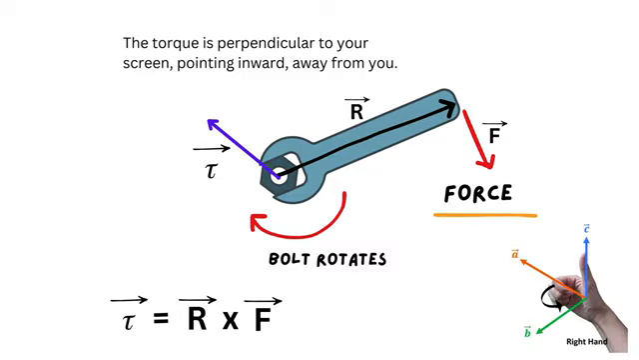So if force is applied like this, in this direction, and the lever arm is like this vector, then using the right-hand rule, the direction of the torque will be inward, and thus the bolt will rotate like this. Now keep this in mind to make your calculations easier.